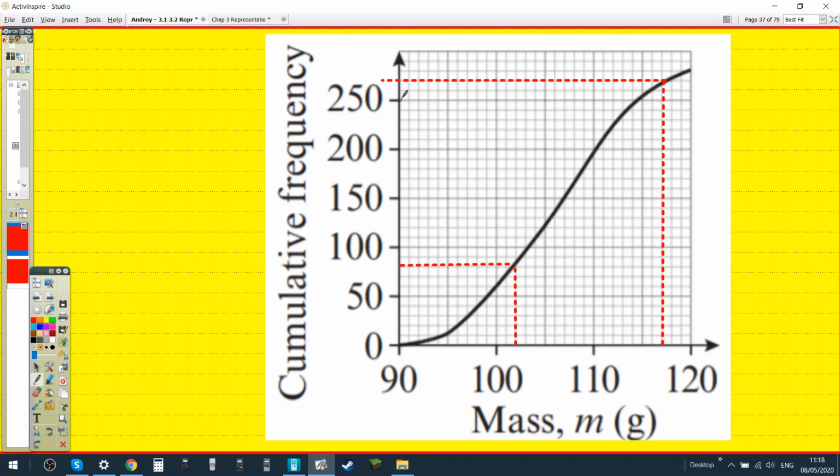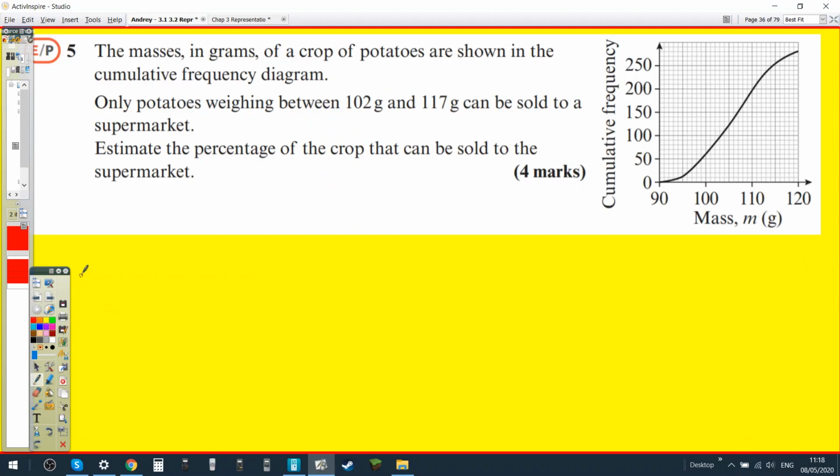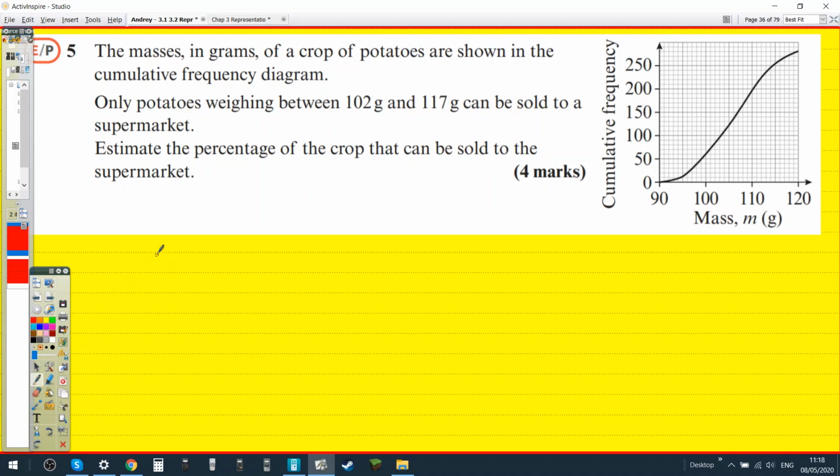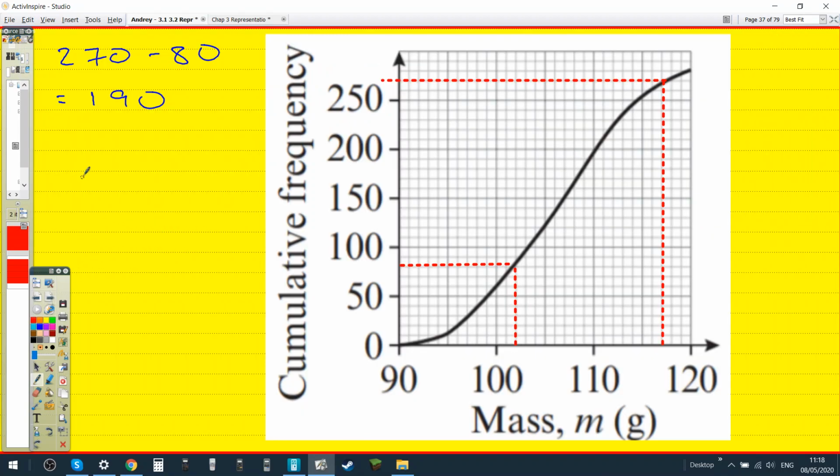Yeah. So I think this one was what, 270, was it? 270 take away 80. That's 190. Yeah. And so that's 190 people. They said estimate the percentage. So do I need 190 divided by 250 times 100? Yes, that's the idea. Except I think 190 divided by the total is a 250.